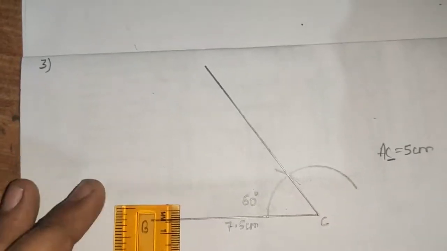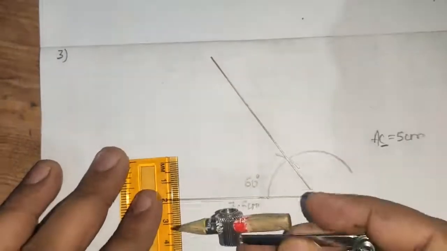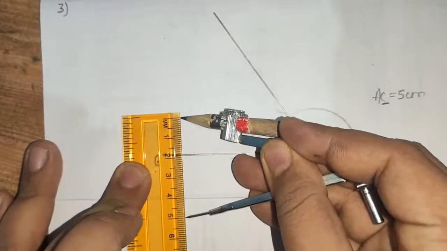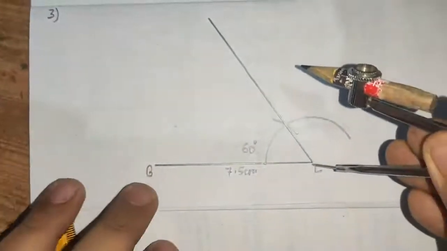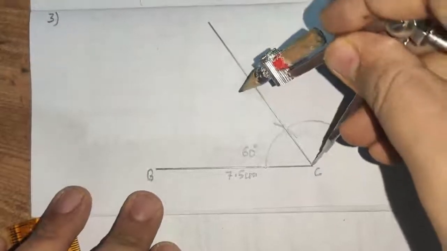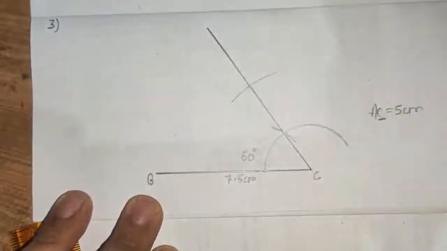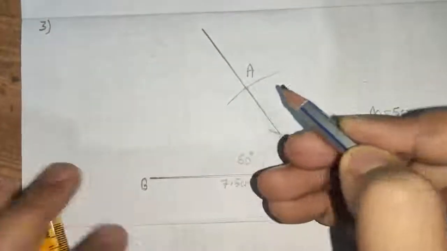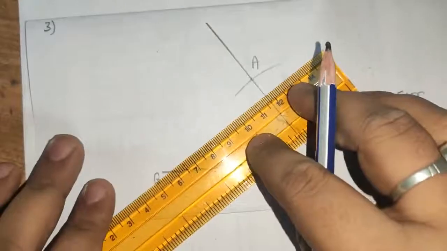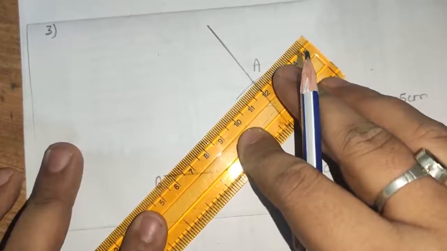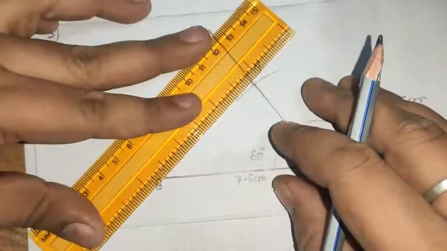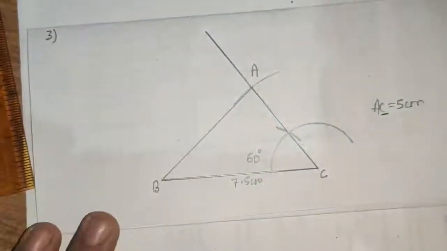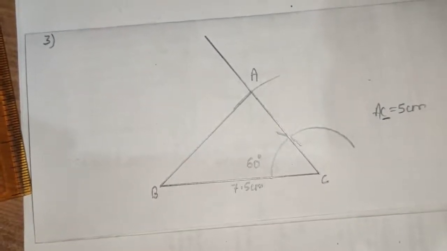Now take 5 centimeter in the compass. Now we have taken this 5 centimeter in compass, and from point C we will draw an arc of 5 centimeter, and here we will write A. Now join this A to B. Now this is completed. Triangle ABC is formed.